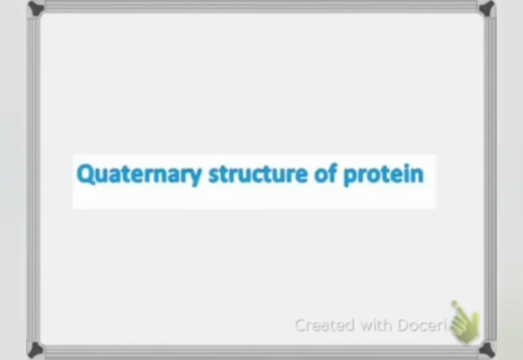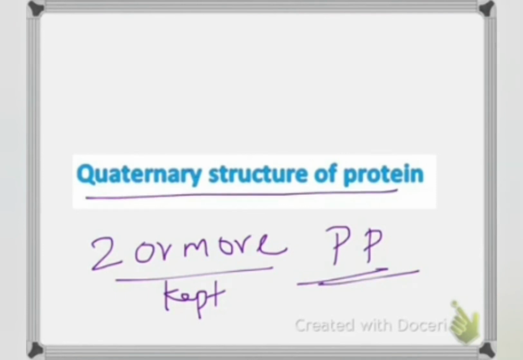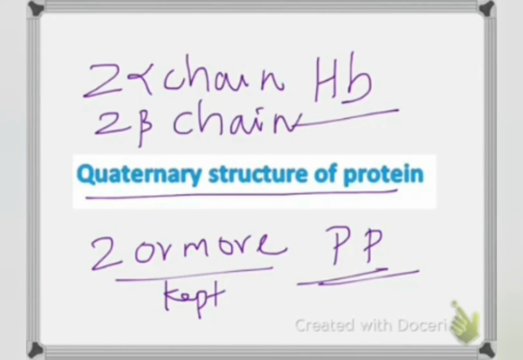Now coming to the quaternary structure of protein. If two or more polypeptide chains are kept together, that type of structure is known as quaternary structure of proteins. For example, hemoglobin is an example for quaternary structure of protein. It contains 2 alpha chains and 2 beta chains.